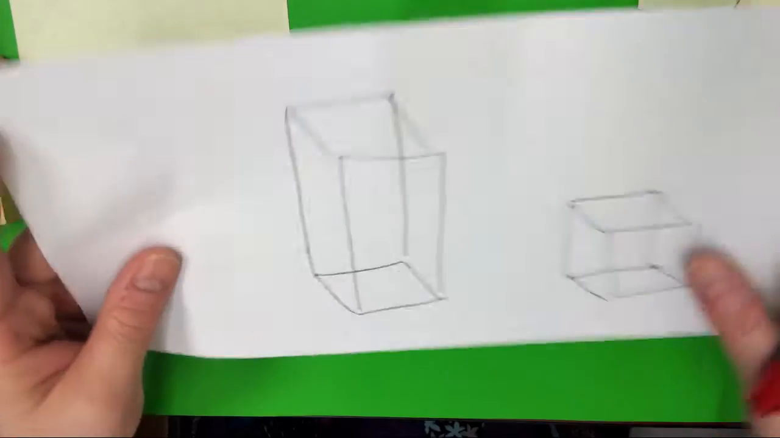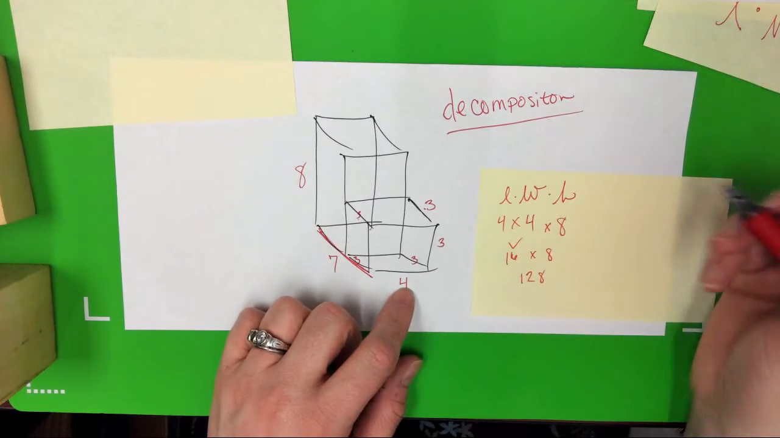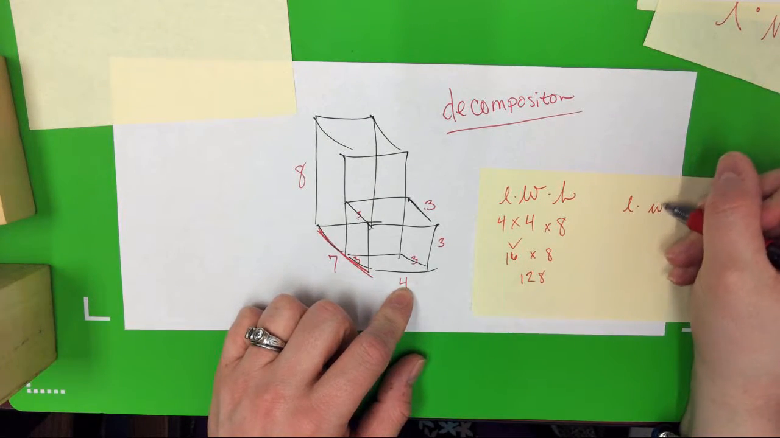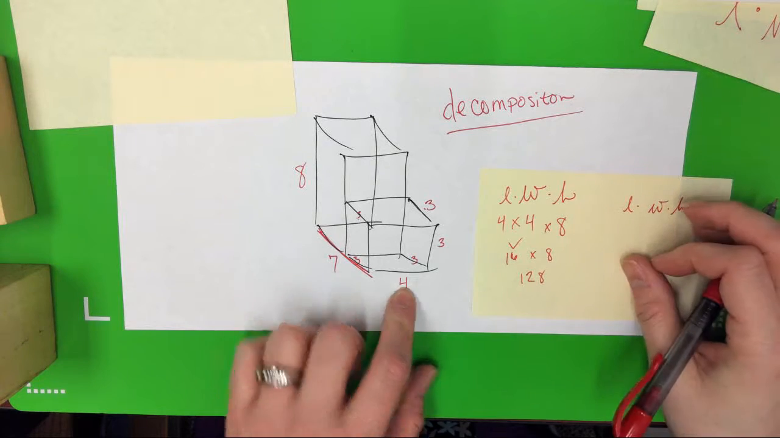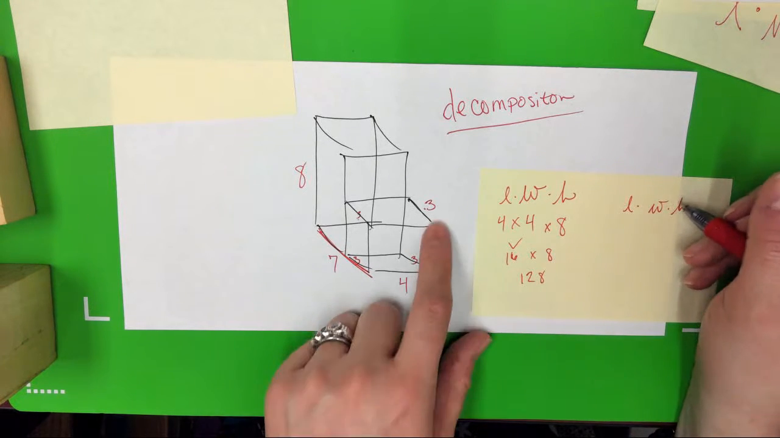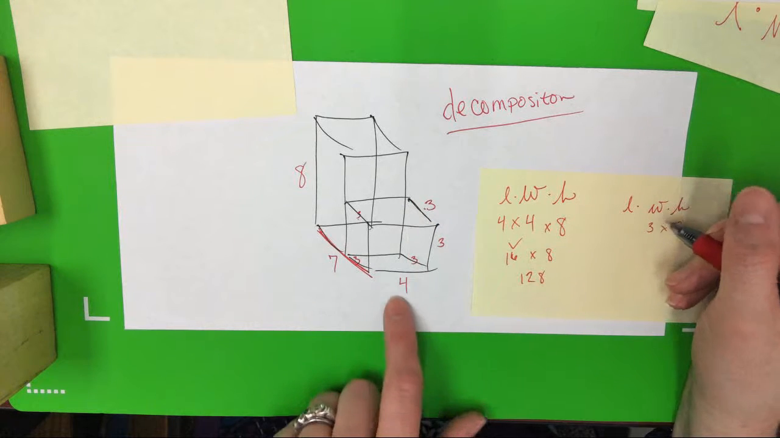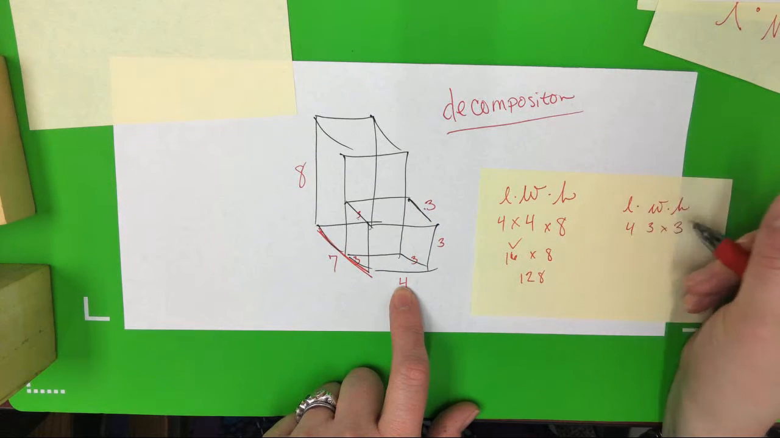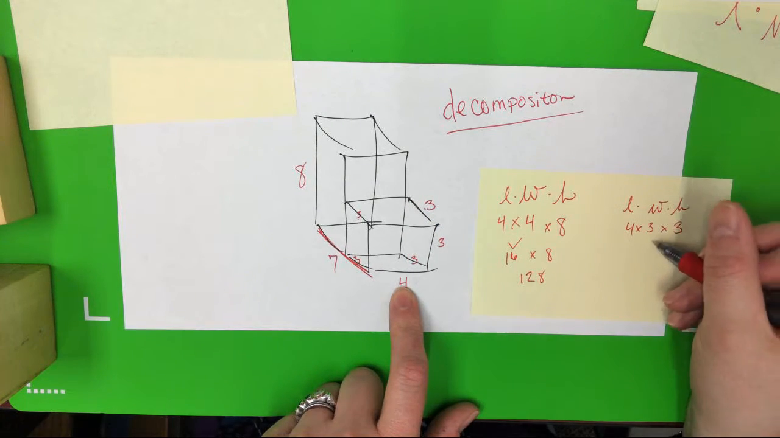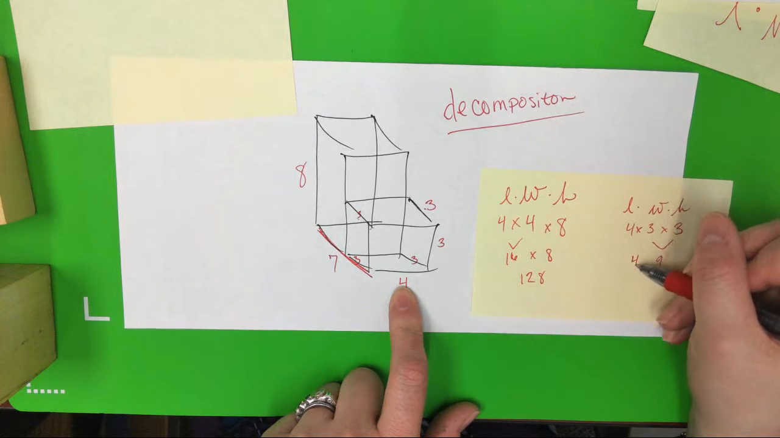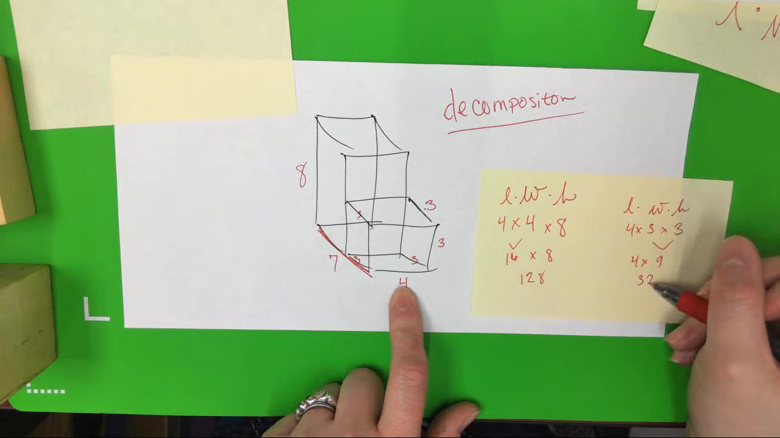Now I need to go back and do this piece, and this one's actually pretty simple this time because my length times width times height this time is going to be, my height is 3, and my width is 3. And my length is going to be 4. So I end up with 4 times 3 times 3, which is 9 times 4, which is 36.